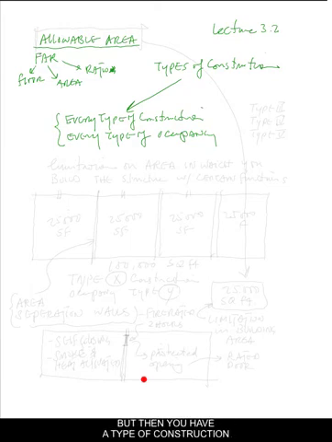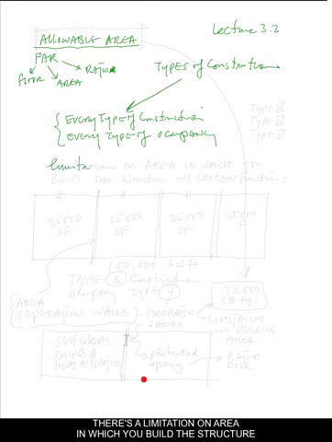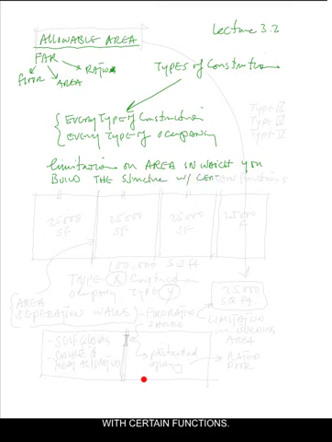But when you have a type of construction and you have allocated a specific function to it, whether it is a B occupancy for business or an M occupancy, mercantile, there is a limitation on area in which you build the structure with certain functions.